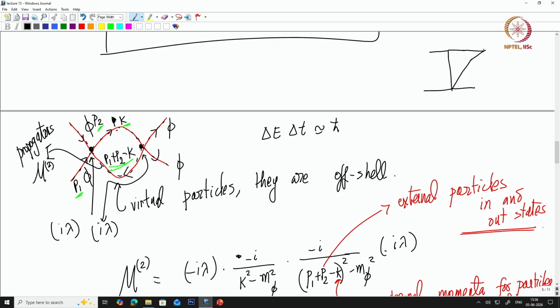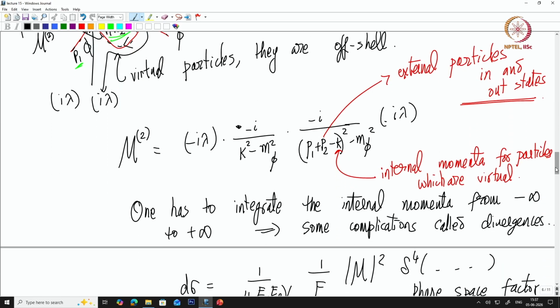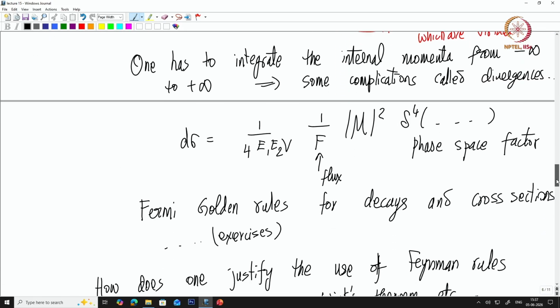This is equivalent to the diagram. You can think of other diagrams too. For phi to phi, this is the only diagram at higher order also. So these are the diagrams which you can start drawing, and then you start computing things.